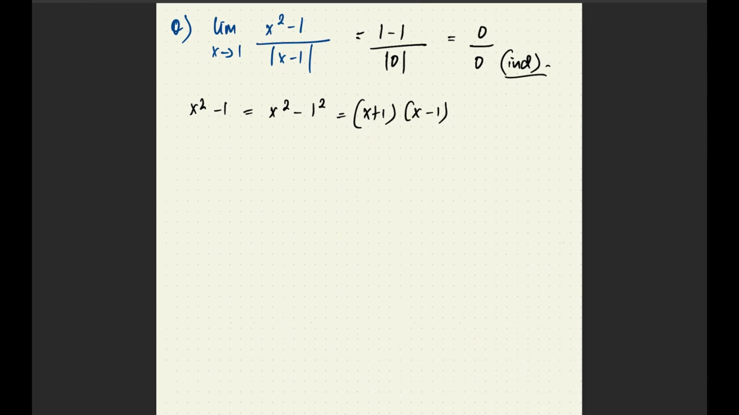So that means that now we need to address the absolute value. Just like how we did in the previous example, now let's try and define the absolute value of x minus 1.